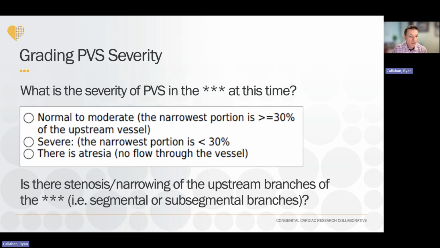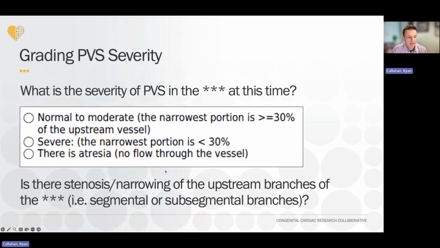it's severe. And then if there's absolutely no flow or it's lost its connection to the heart, then we call that atretic or atresia. There are situations where there's diffuse narrowing of the entire vein, where it's very, very small, hypoplastic, and that would be graded as severe as well. And I'll show you some examples of that.